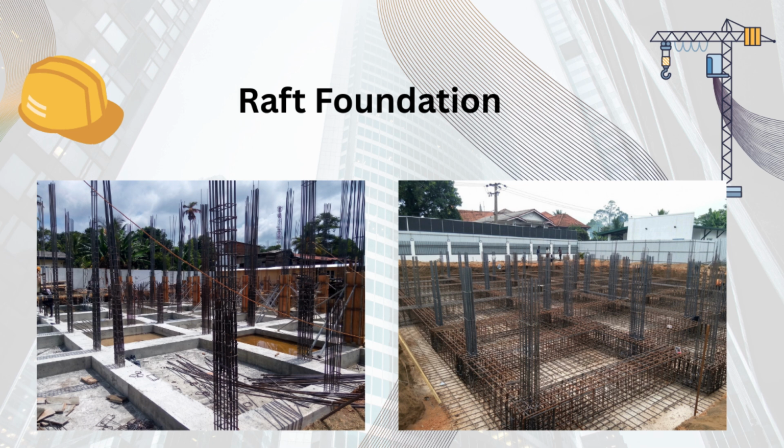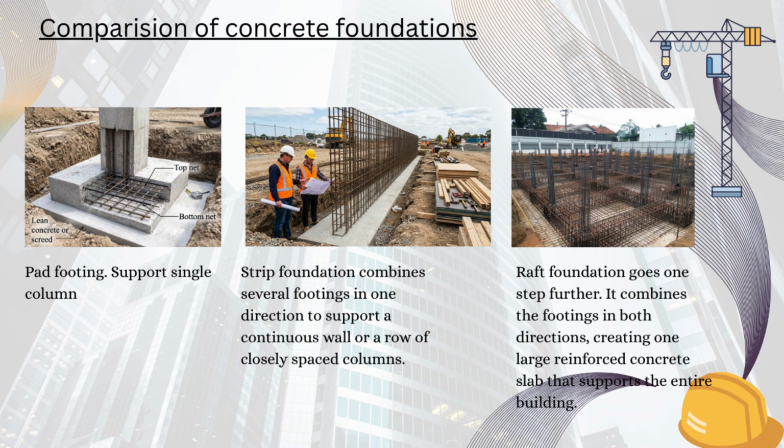To understand it easily, let's compare it with the other foundation types we've already discussed. A pad footing supports a single column. A strip foundation combines several footings in one direction to support a continuous wall or a row of closely spaced columns. A raft foundation goes one step further. It combines the footings in both directions, creating one large reinforced concrete slab that supports the entire building.